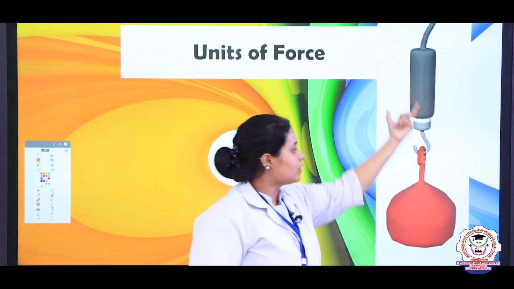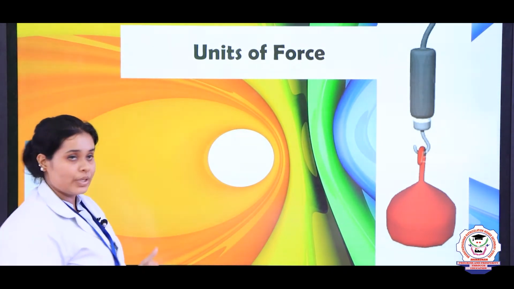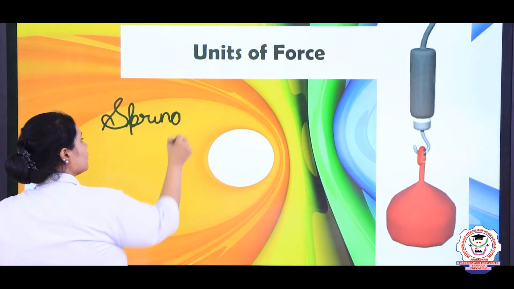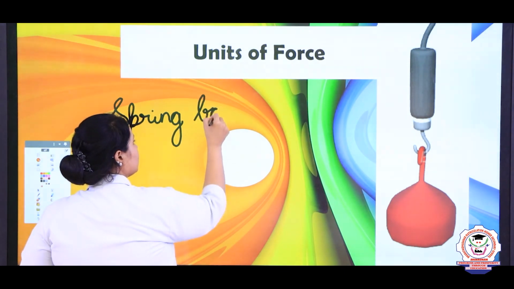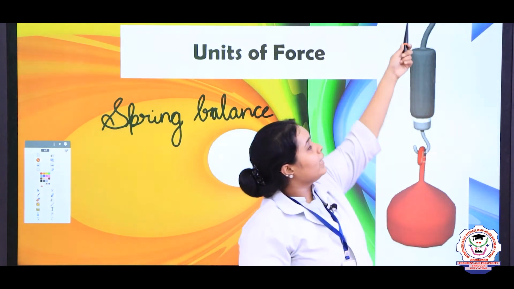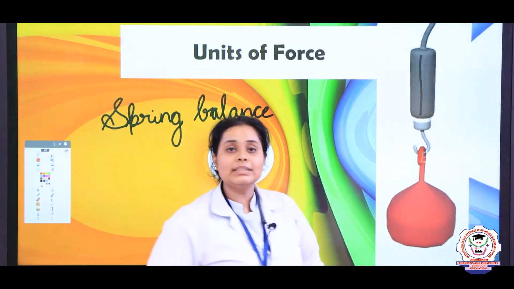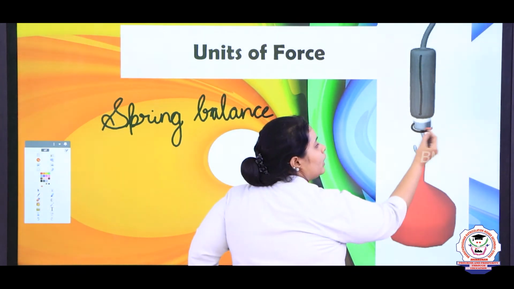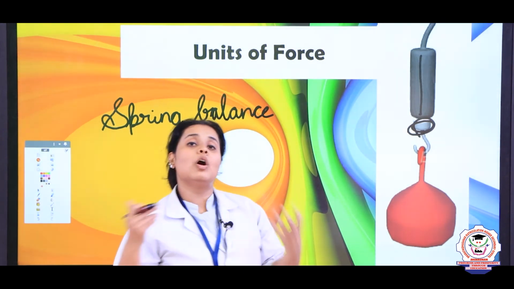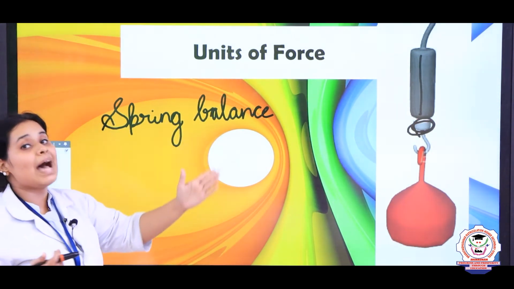The equipment which is used to measure the force is known as a spring balance. So, this image you can see over here is a spring balance. Okay. So, here upside there is a hook and below also there is a hook. In between there is a scale. Then down here there is a spring, so that if the object is heavy, the spring will come down. If the object is light, it will come up. Okay. So, this is what is known as a spring balance.